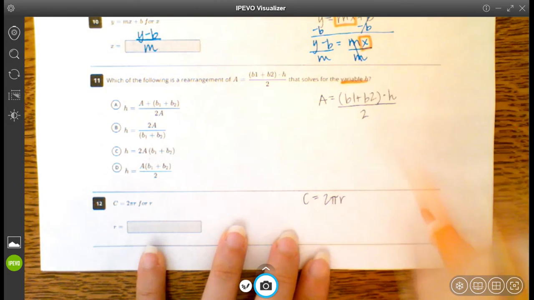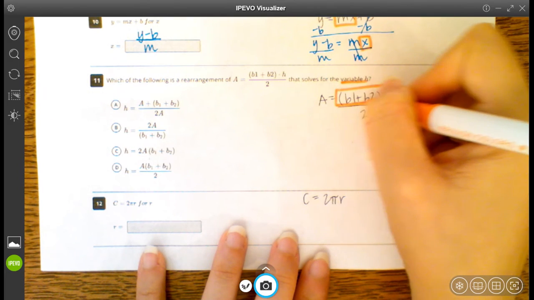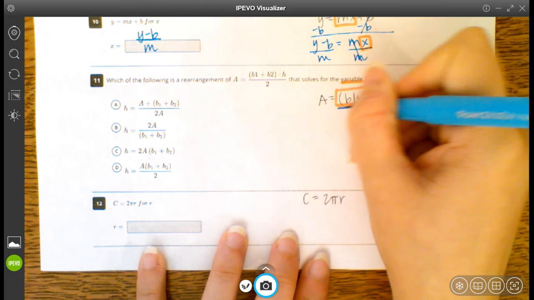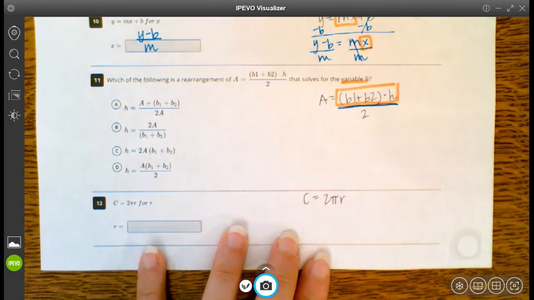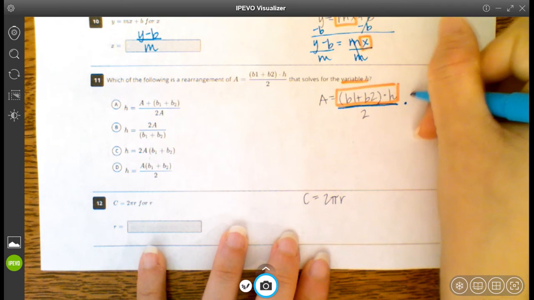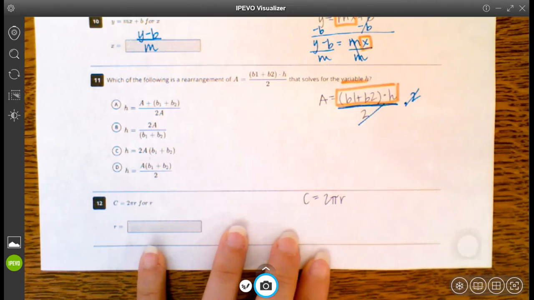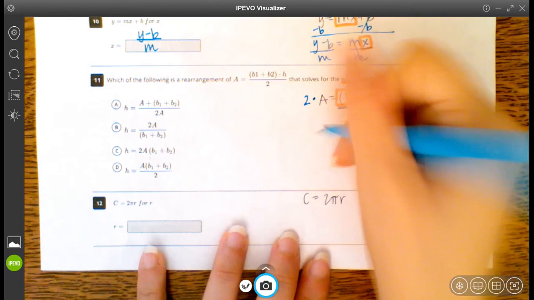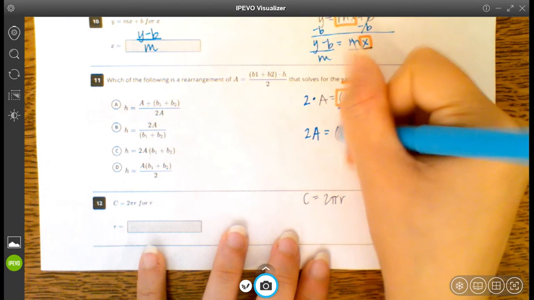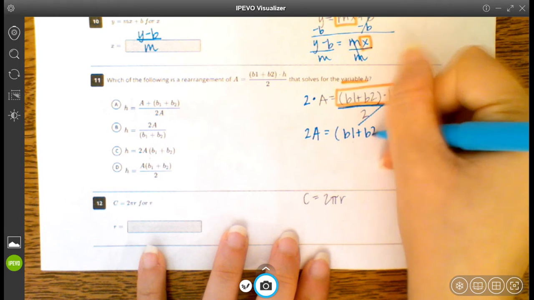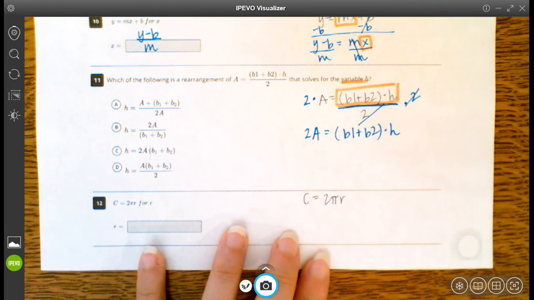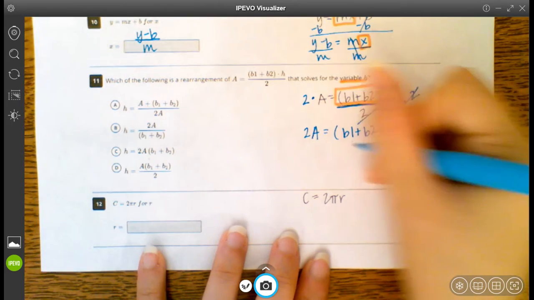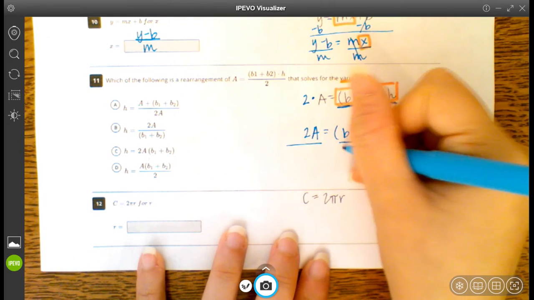All right, so we want to find h. But right now, h is being multiplied by this huge parenthesis up at the top. But I do see this big divide bar on the bottom. So how do I undo divide? I multiply. So that undoes that division. And I also have to multiply it on the other side with my a. So right now we've got 2a. We have the b1 plus b2 inside the parenthesis times h. To get h completely alone, we have to undo multiply, which is divide.